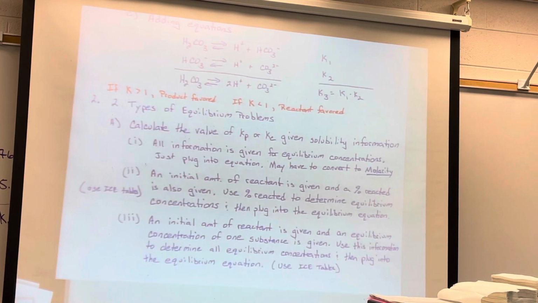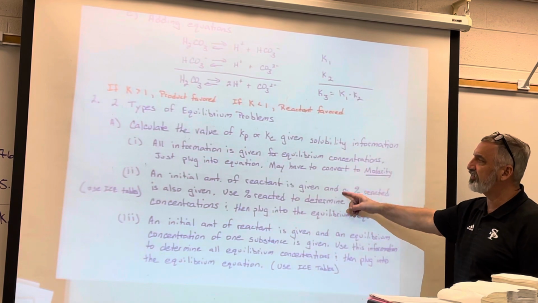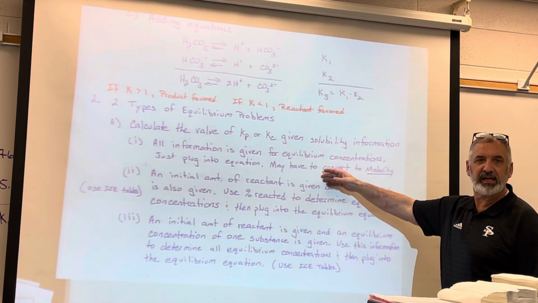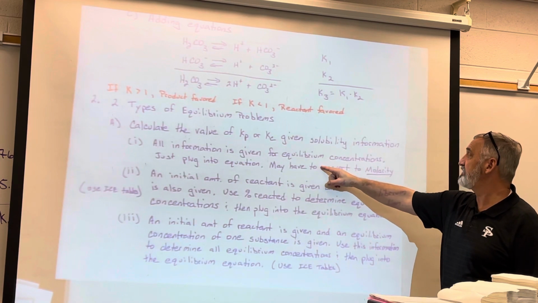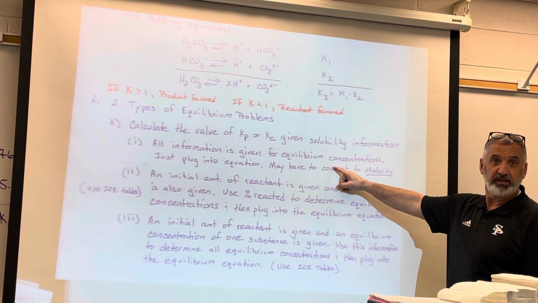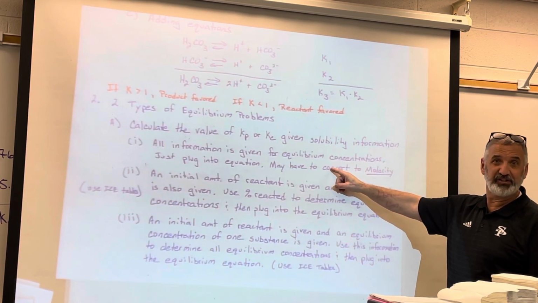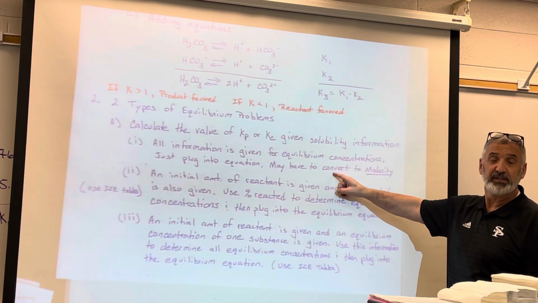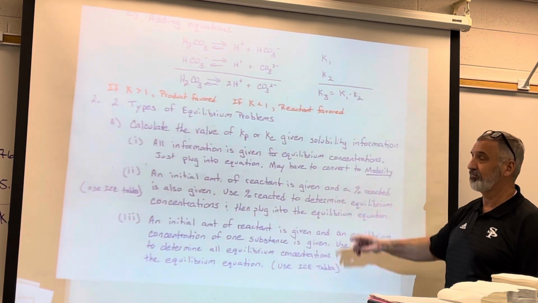When it's an acid or a base equilibrium, we're going to change it to Ka or Kb. For solubility product, we just call it Ksp. So the subscript is just describing the type of equilibrium. These are three different types of problems where we have to calculate Kp, where all information is given. Just plug it in. Don't expect one like that. You're just given the reaction and the equilibrium concentrations of all of them, and you just plug it in.